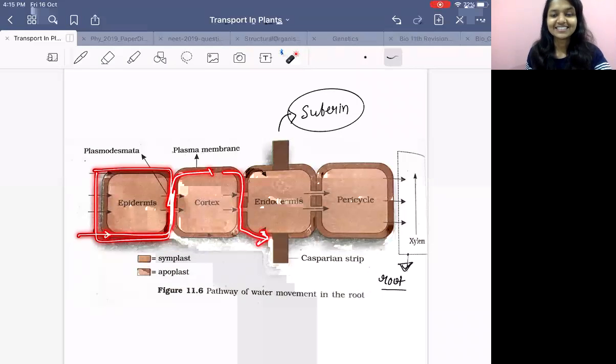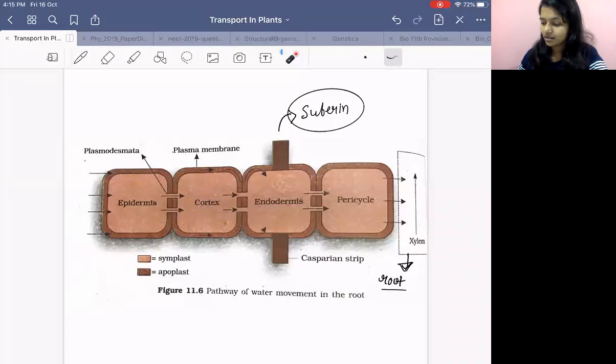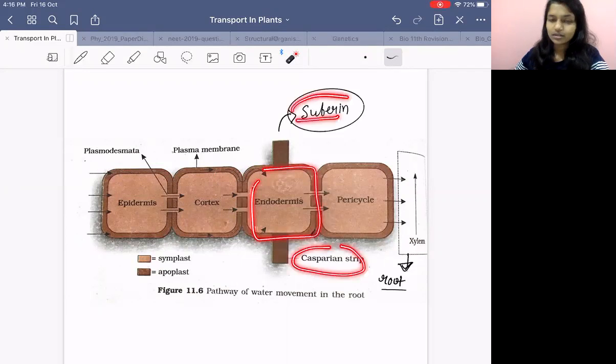From here, there is a problem which is created by the endodermis. Endodermis will be like, no, I will not allow you to enter. In the cell wall, there is a band, a strip. What do you call this? Casparian strip. Where do you get it? In the endodermis, you get the Casparian strip, which is made up of suberin.